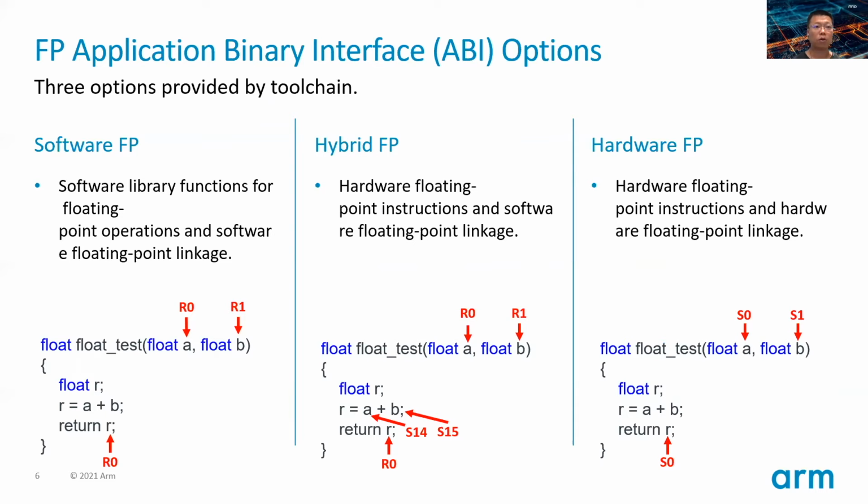And the second option is the hybrid FP option. This allows the compiled code to directly access FPU, but still use the integer register bank for parameters and results. And the third FP option is the hardware option. This allows the code to directly access FPU and use the FP register bank during function calls.